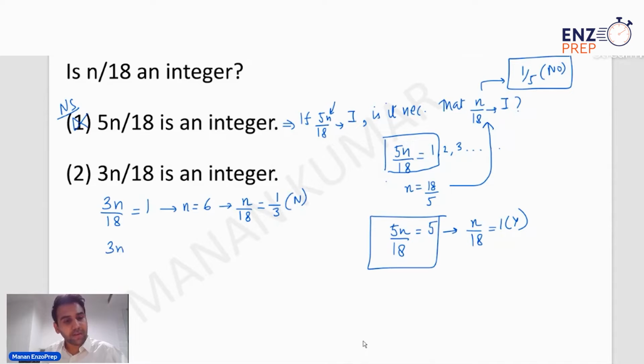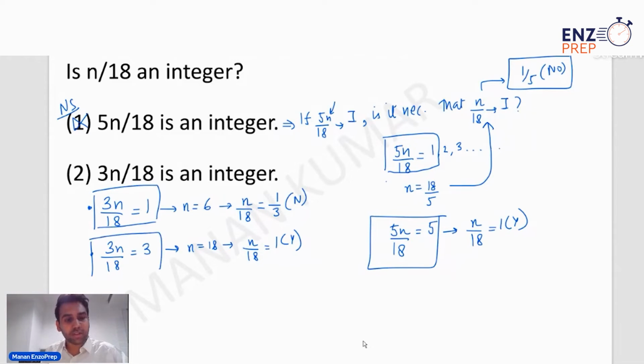On the other hand, if I take 3n by 18 to be another integer, let's say 3, in this case you'll get n to be 18, and n by 18 will come out to be 1, which is an integer. So what is really important here is that even though I am satisfying the condition given in the second statement, in each of these cases I am taking 3n by 18 to be an integer.